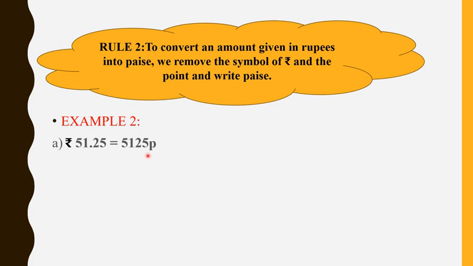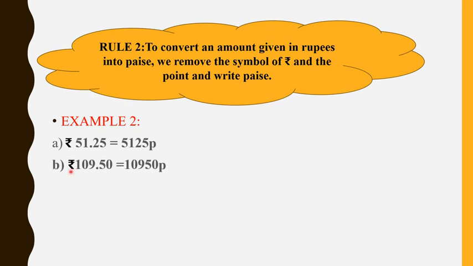How are we coming to the direct answer? By this rule, where the rule says remove the symbol of rupees and point and write paise. So we are going to remove the sign of rupees. We are going to remove the dot and then write the number as it is, 5125, and after writing that we will write P for paise, and so our answer will be 5125 paise.